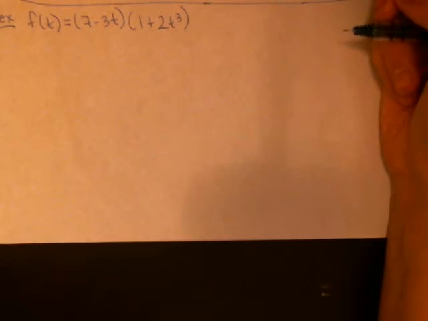And I want to do this two ways. I want to do it the new way and the old way. The new way is we have a product rule, so we can use that. The old way would be to multiply it out ahead of time. Okay, so let's do the product rule first, since that's our new thing.